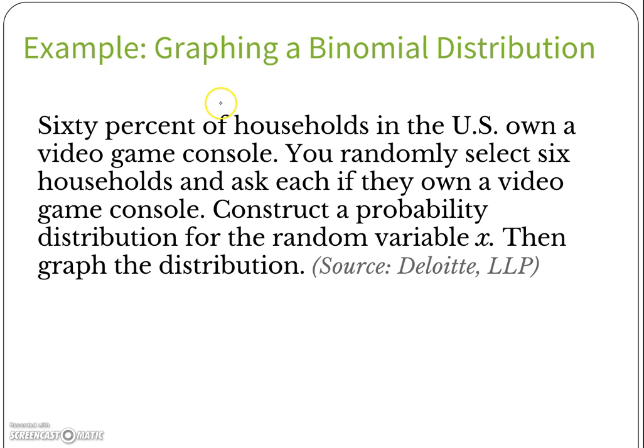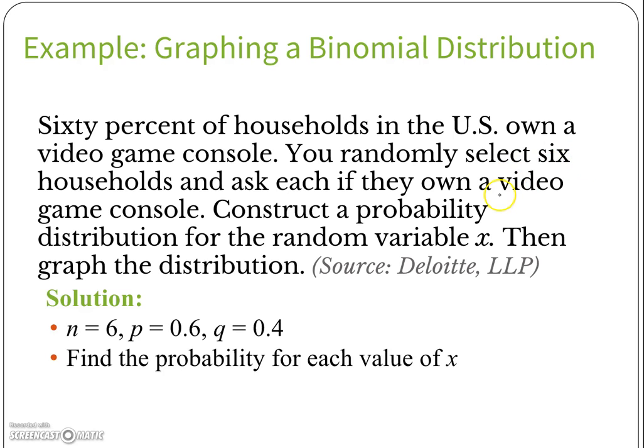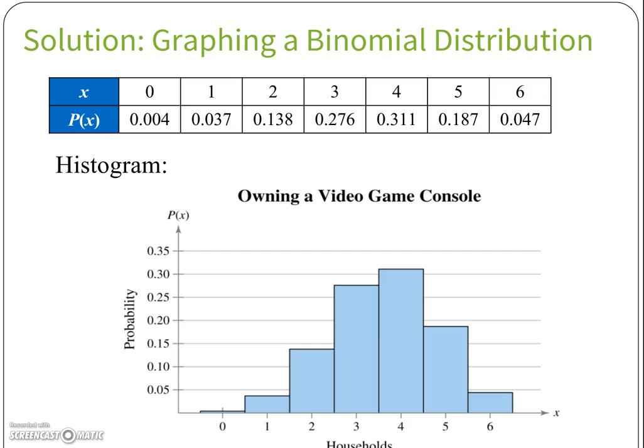Okay, please pause the video and read the problem. We're going to graph. Okay, you can see we selected 6, so n is 6. 60% own the video game console, so p is 0.6, and we're going to find the value of P of x for each. To find all of our probabilities, you could plug those values into the formula given. You can use a table when the probability is something that is on the table, or you can use your calculator to find each of those when x equals 0 through 6. And then you would graph x equals 0, it goes up to 0.04. 1 goes up to 0.037. And you would create your histogram where all of your bars touch.